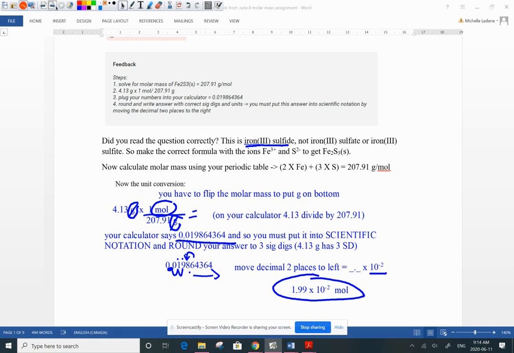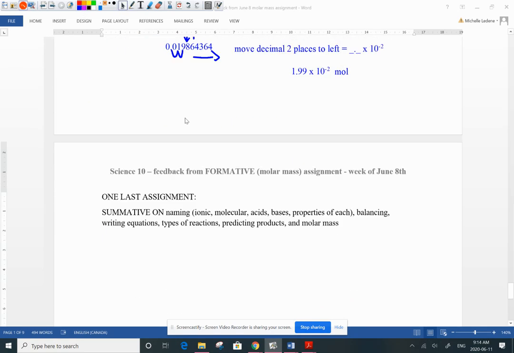Okay, well, that is it, guys. You've got your last assignment to do. Hopefully this feedback will stop you from repeating any of the errors you might have made. So on this last summative there is molar mass, types of reactions, writing reaction equations, predicting products, types of compounds, ionic, molecular, acids, bases, being able to name them, write formulas, and know their properties.